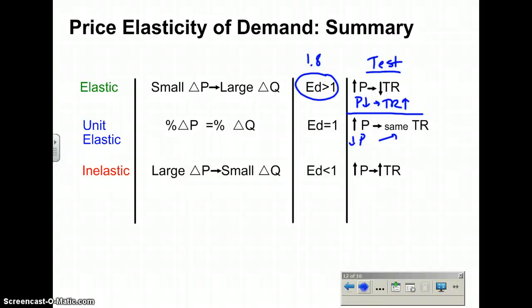Finally, inelastic is defined as a large change in price causing a relatively small change in quantity demanded. The elasticity coefficient is going to be less than 1, but remember, we're talking absolute values, so we're really talking about between 0 and 1. So if you're given an elasticity coefficient of, say, 0.22, you would conclude that the demand is inelastic. The total revenue test, if the price goes up, the total revenue goes up. If the price goes down, likewise, total revenue goes down. That will be a sign that it is inelastic demand.